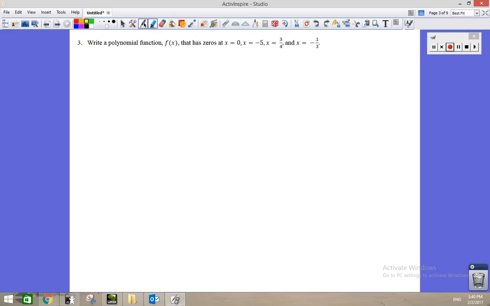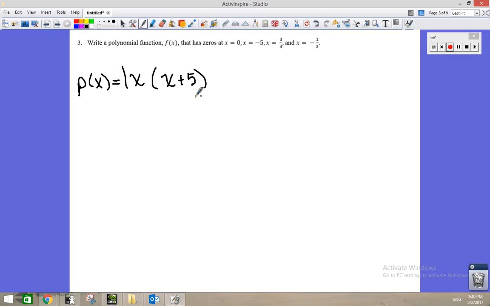So here they want me to write a polynomial function. And it doesn't say it has to be in standard form, so I'm just going to write it in factored form and leave it in factored form. It's kind of nice that this polynomial function is going through the origin, because that allows me to pick any leading coefficient that I want. It doesn't say anything about the end behavior. It doesn't say anything about the multiplicity at each of these zeros. So there's infinitely many correct answers.